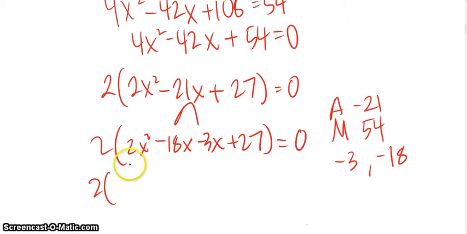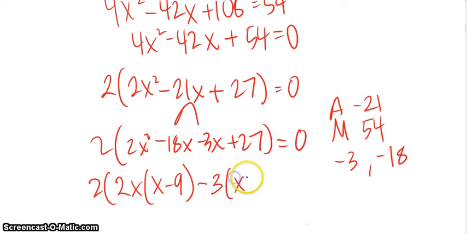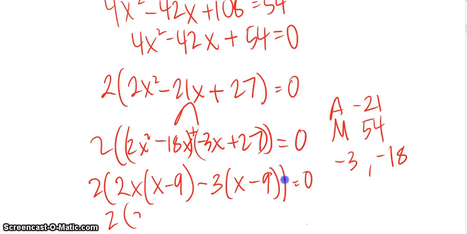And then I'm going to factor out what they have in common. They have a common 2x. So that's going to be x minus 9, and then they have in common negative 3, so they're going to have x minus 9 as well. Well, I forgot to group, but I'm sure you can see that there better. Okay, finish factoring, so we have 2 times 2x minus 3 times x minus 9 equals 0.